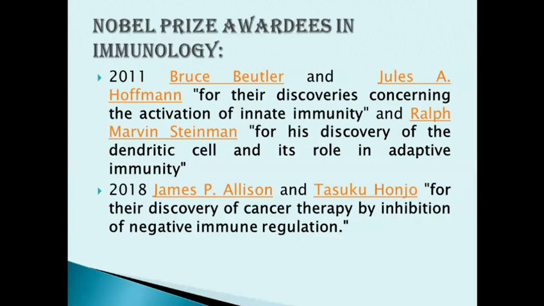And here I have mentioned 2 more, okay, from the most recent year, that is 2018. James P. Allison and Tasuku Honjo. Many of you must know that it's very recent, right? In 2018, they were awarded the Nobel Prize in the field of immunology for their discovery of cancer therapy by inhibition of negative immune regulation. I would suggest the students who are going to appear in the GATE exam in 2021 or 22 try to memorize these names, okay?